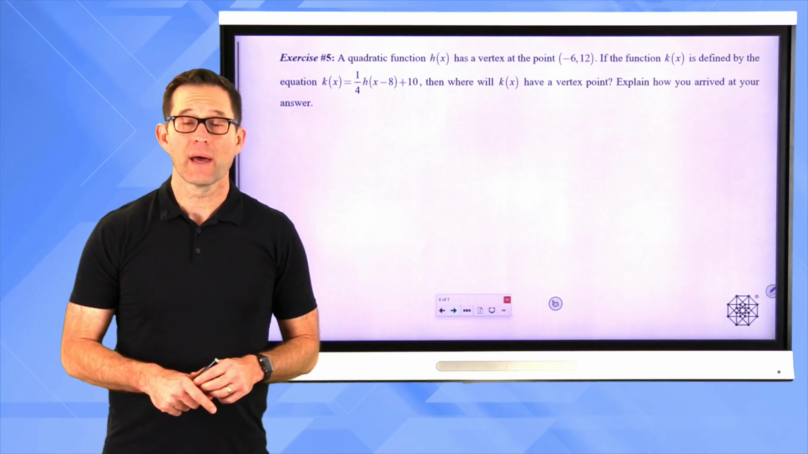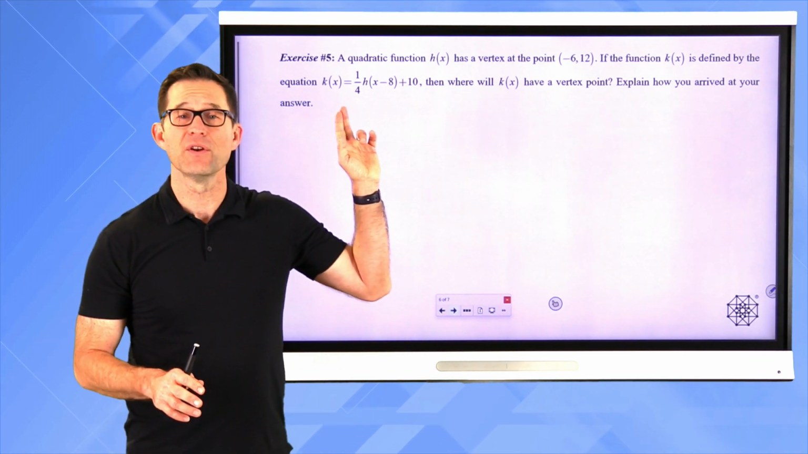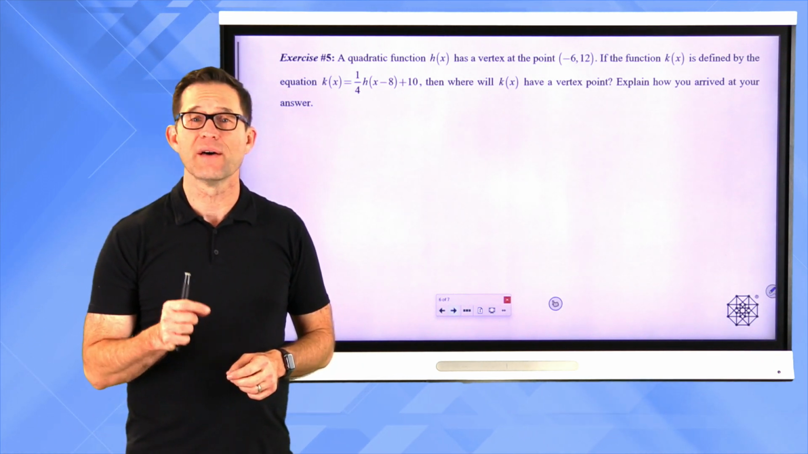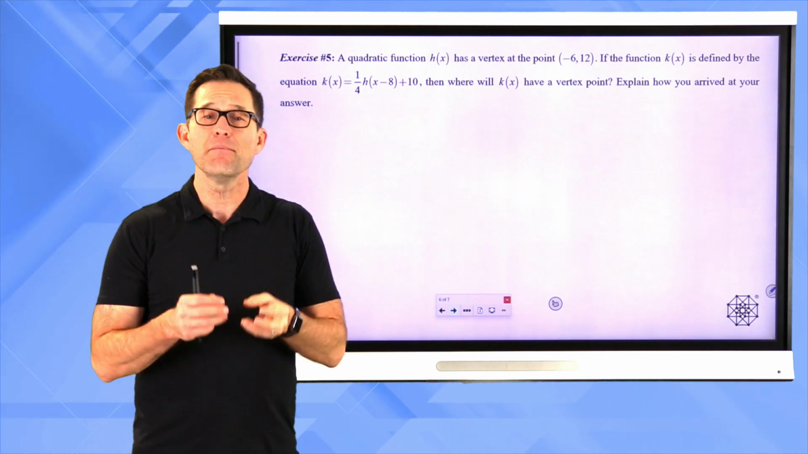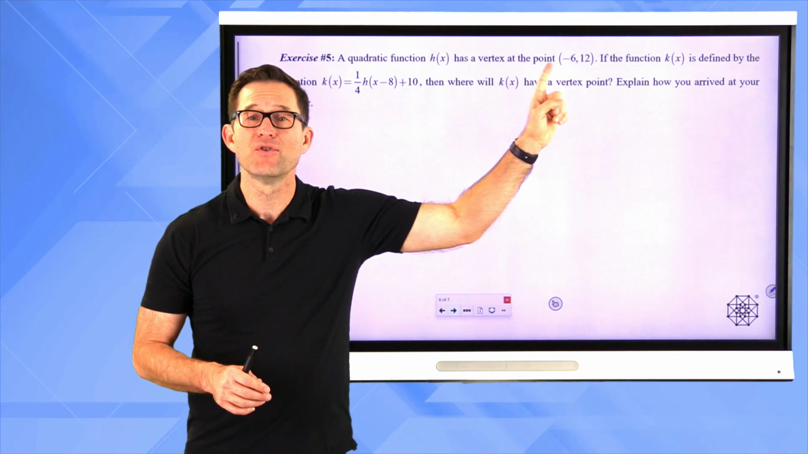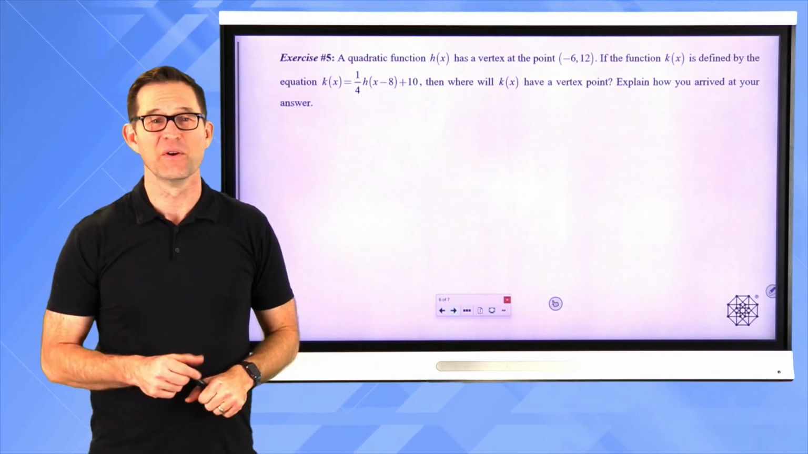Fantastic. So what I'd like you to do is I'd like you to pause the video. I'd like you to look at the definition of k of x and ask yourself, what transformations have occurred to the function h of x to produce k of x? And then basically take those transformations and do them to this vertex point. Pause the video now and see what you get.